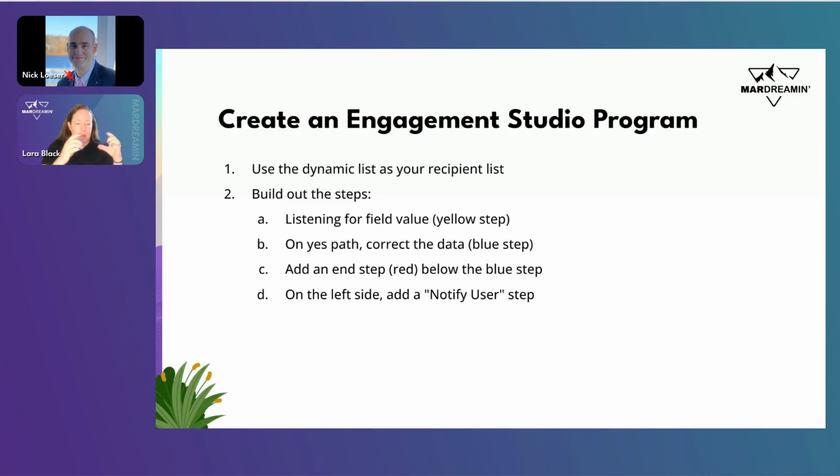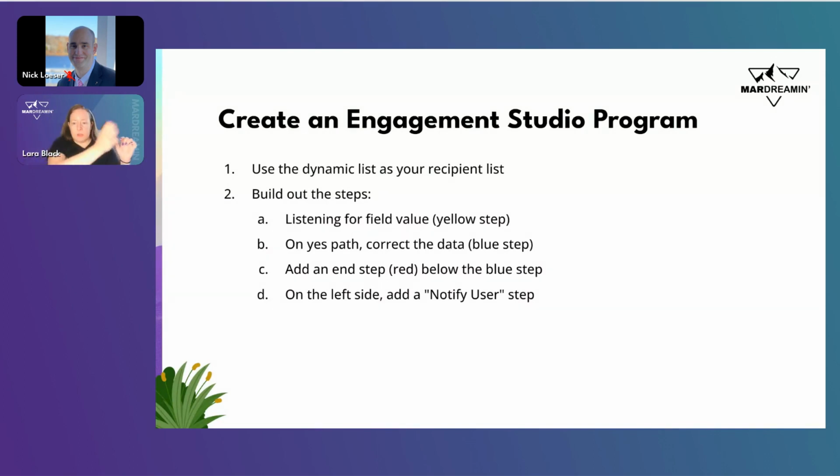A yellow step, which is listening or checking a field value. The yellow step creates a yes/no branch. On the yes path, if they meet the criteria, I'm going to show you that in a second, then you're going to correct the data on the blue path. And then you're going to add a red end step, meaning that person who met that value now exits the program. You're going to do this very left-hand branching program, and it's going to have what I call the ultimate no path. Somebody met the dynamic list, but did not meet the other values and get corrected.